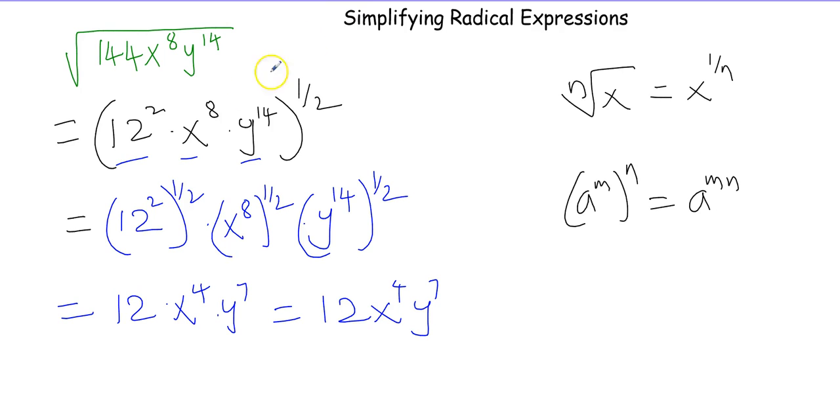So usually we can just write the answer instead of doing all of this scratch work. Square root of 144, you know that it is 12. x to the power of 8, so what is half of 8? You can write 4. x to the 4 is the result. y to the 14, you can write as y to the 7th power.